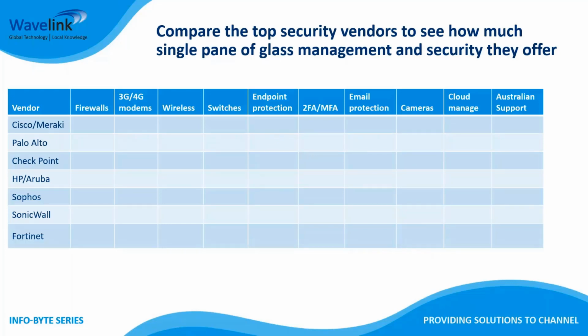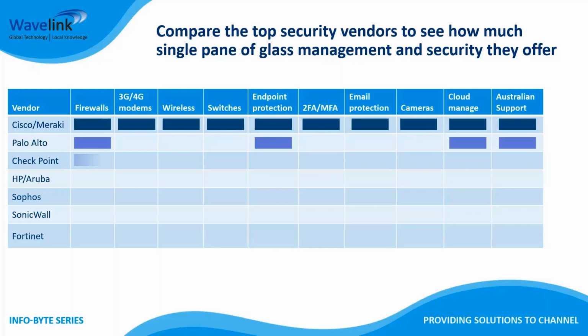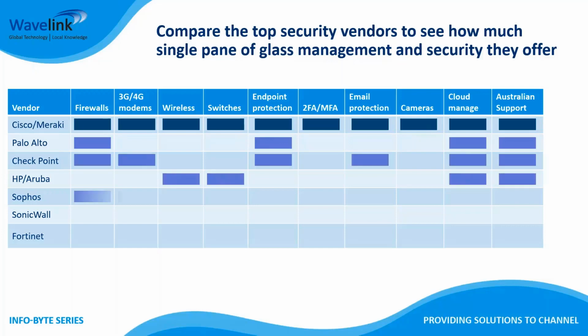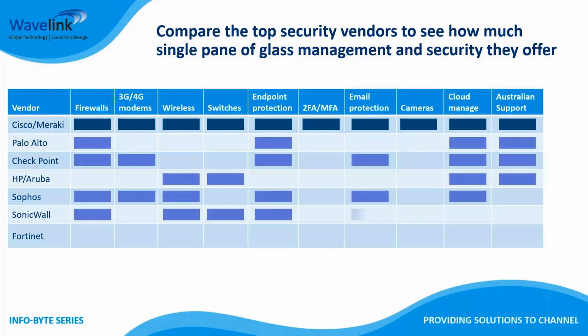So if we could then compare some of the top security vendors and how they actually rank in terms of a percentage score, to see what they offer from a single pane of glass management, plus the type of security they have for that SMB suite. So if we look here, obviously everyone talks about Cisco Meraki. They are the number 1 on most of the lists, and as you can see, they've actually got the full completeness there.